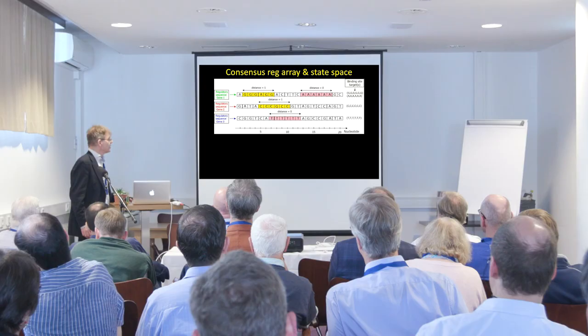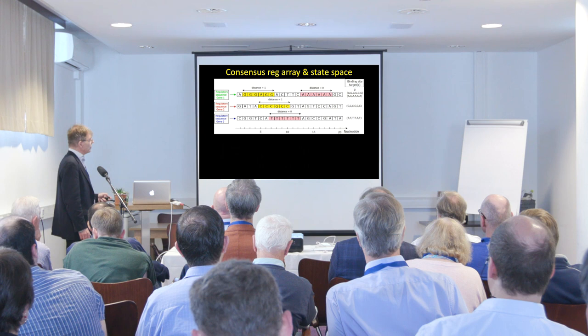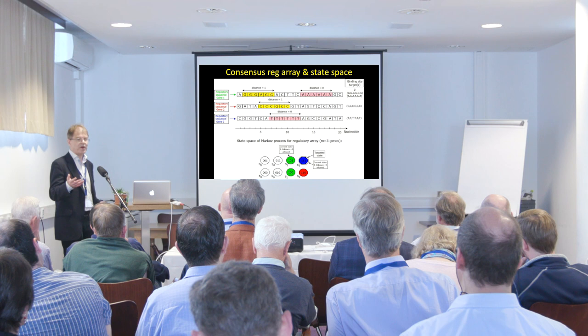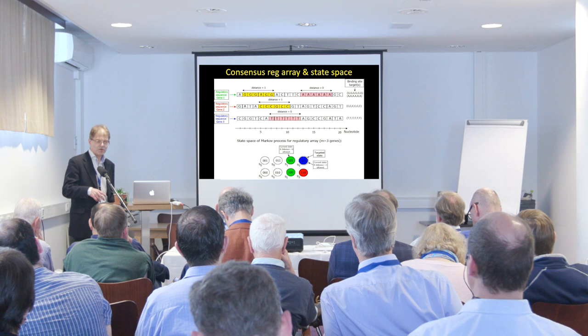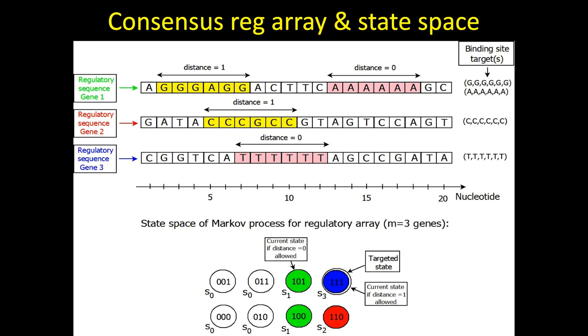So now I would depict the eight states of the Markov process as all the eight possible binary sequences. If it's the case that the transcription factor requires a perfect match, no mismatches, then we are actually in this state here, because we don't have yet the perfect match here, because there is a G mismatch. On the other hand, if we tolerate a mismatch of one, then we are already at the final target state, the blue state.